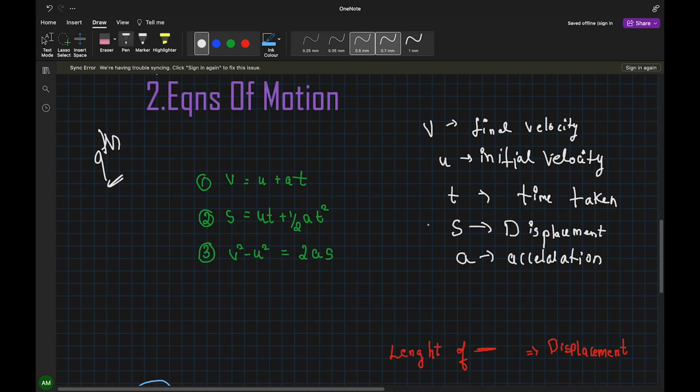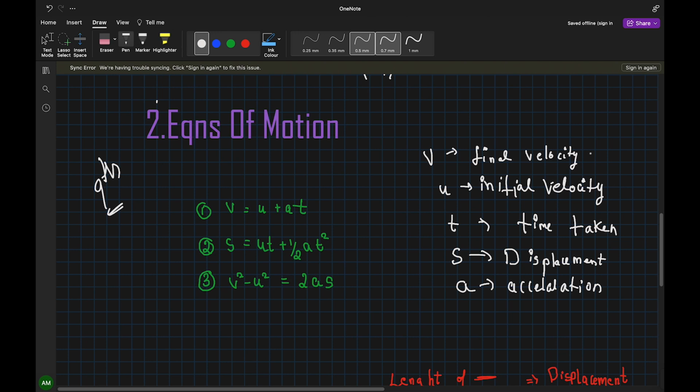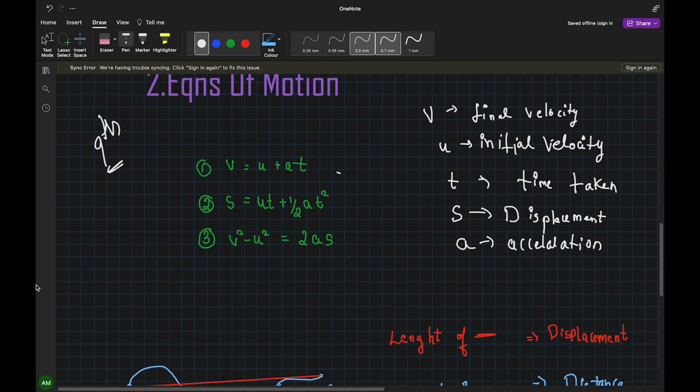Clear? Now, I hope you all know what is initial velocity. In case you don't know, I'll explain that also. Assume you have a car. When you start the stopwatch, this car will have some velocity. If it is starting from rest, then u is 0. But assume at some time t is equal to 0 when you're starting, the car has some velocity. That velocity is u. And when you're stopping the stopwatch, the velocity of the car at that time is v, the final velocity.